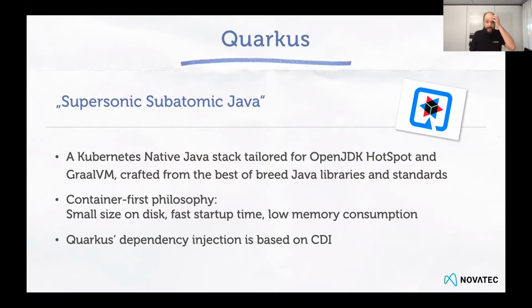Okay, one last sentence on Quarkus, because we're going to use that later on in the example. The dependency injection of Quarkus is based on CDI. If you ever used JEE or Jakarta EE, you perhaps heard that already. Context and dependency injection, yeah, we're going to see that later in our example. Okay, that's it in short on Quarkus.